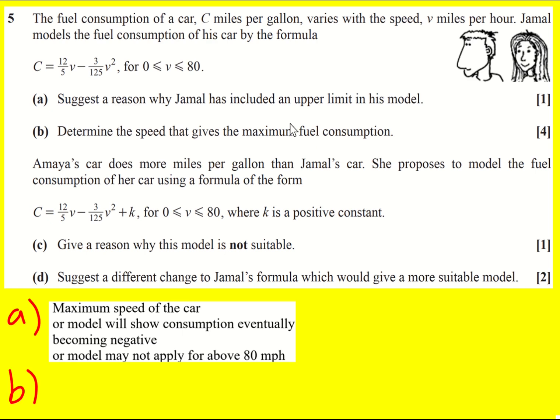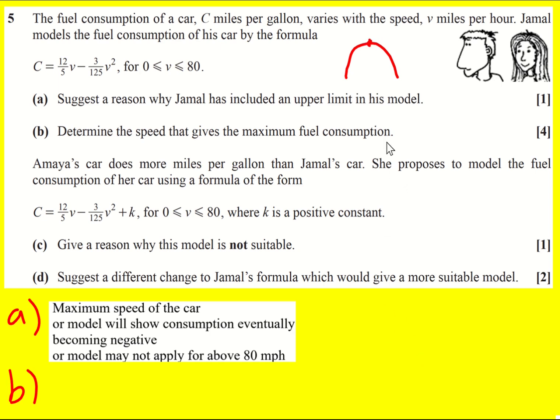Determine the speed that gives the maximum fuel consumption. Now this is actually a negative quadratic, so it will look like this. And we are being asked for this point here, essentially at the top. To get this in a rigorous way, there's three approaches, but the one that jumps out to me is to use calculus to find the stationary points.